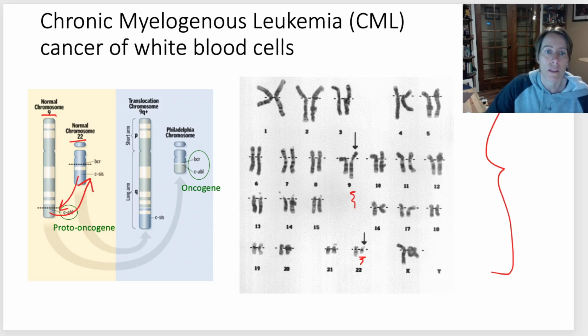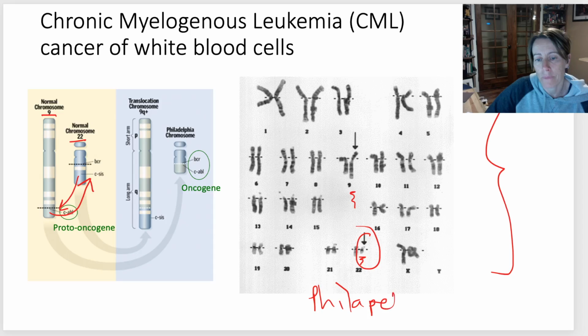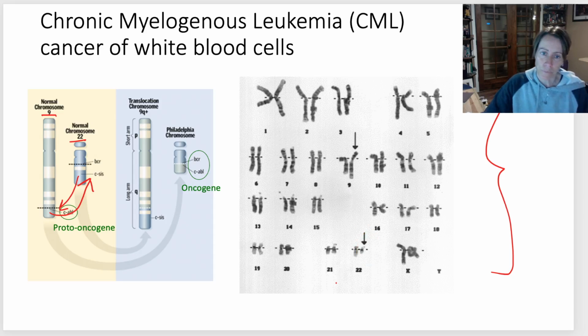This short 22 is actually termed the Philadelphia chromosome, because what was happening here was first described by people working at the famous Children's Hospital in Philadelphia. And so this short chromosome 22 is diagnostic of CML. And this is another disease caused by a translocation.